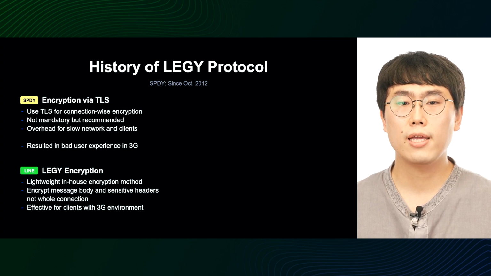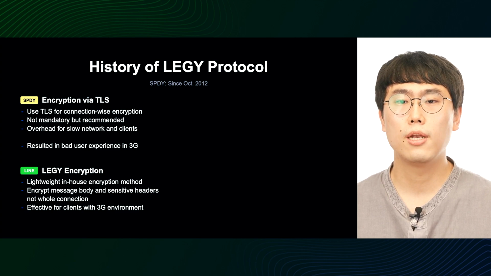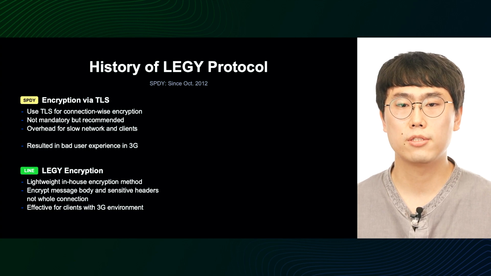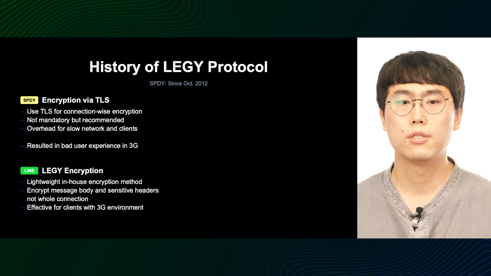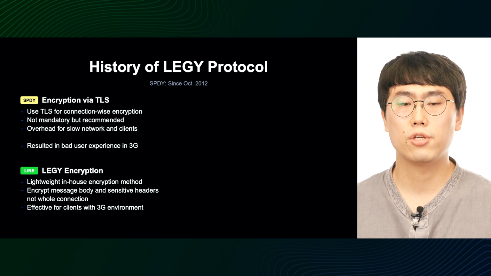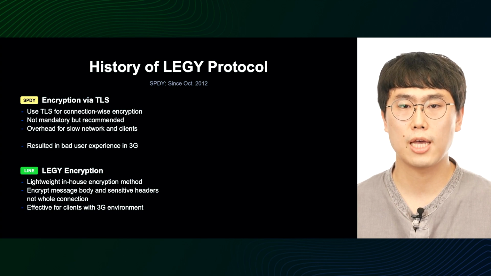So, we made an in-house encryption method called LEGY encryption. LEGY encryption encrypts only the message body and some sensitive headers, not the whole connection. The handshake process is similar to the zero-RTT handshake in TLS version 1.3. The encryption key exchange and HTTP request and response are processed at the same time.